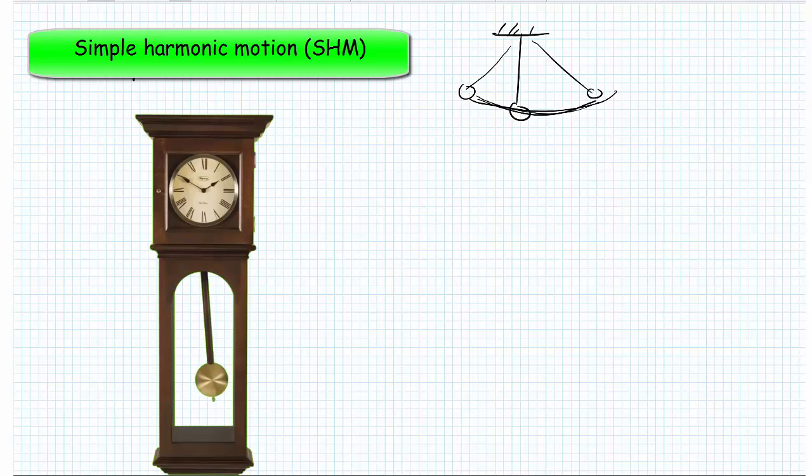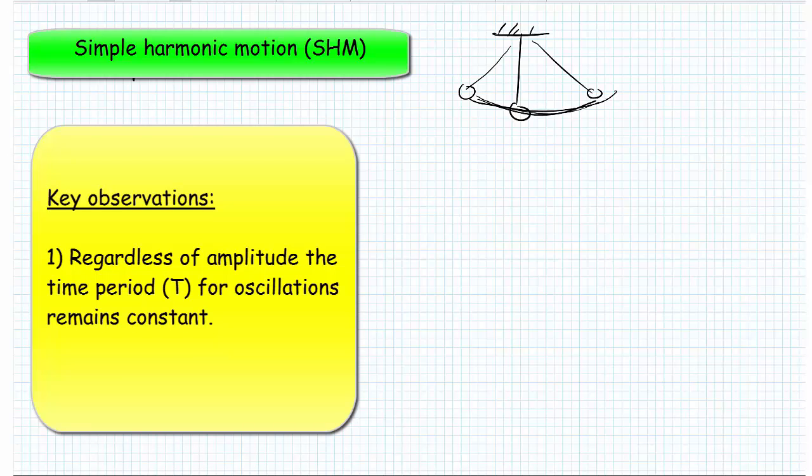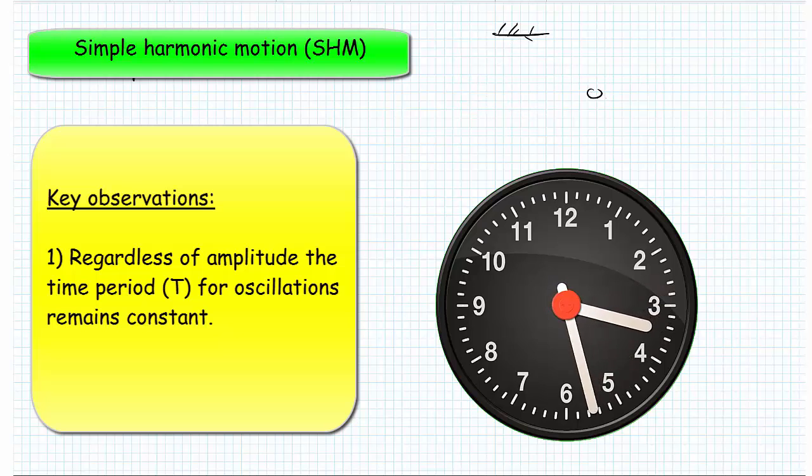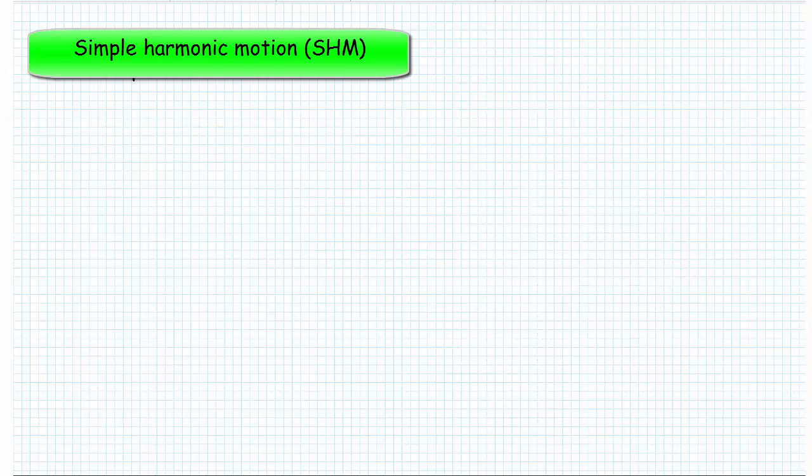In fact, this is one of the defining features of simple harmonic motion: regardless of the amplitude, the time period for the oscillations stays the same. In order to understand this and its importance, essentially what we've been given by this is a method of measuring time. So it's really important to physics to understand what's going on with simple harmonic motion. So let's look at a simple example.